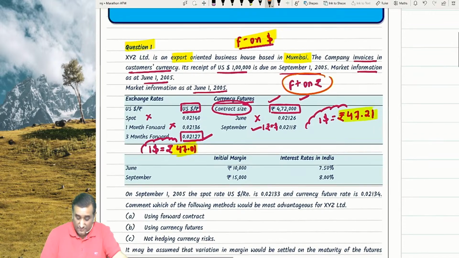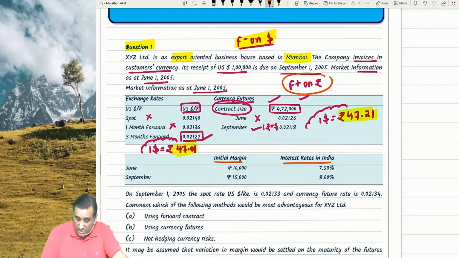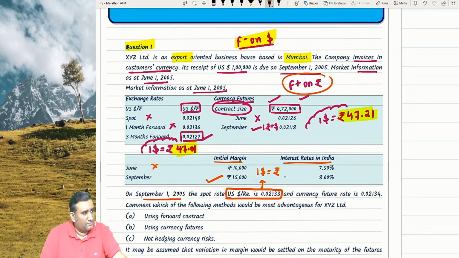Now let me go further. Initial margin, it's now this confusing. We are standing in the month of June. Contract for what? September. So margin you do September. On September 1, 2005, what rate? Actual cash market. What is the rate which comes? Actual cash market rate, spot market rate.